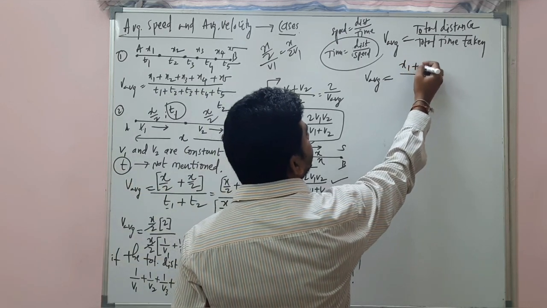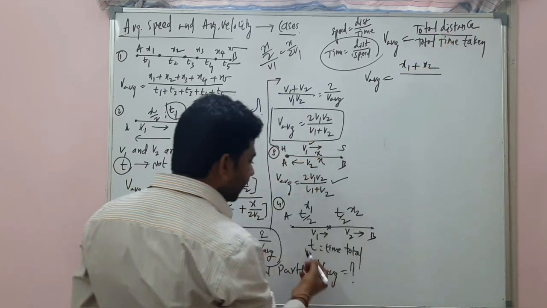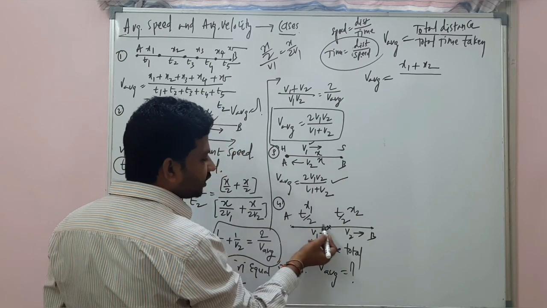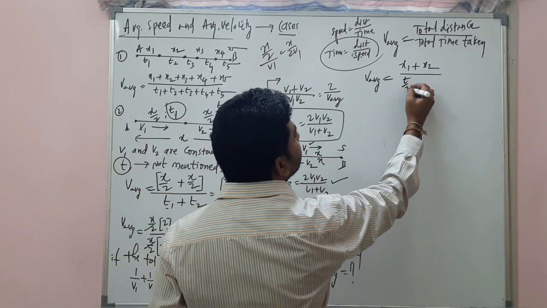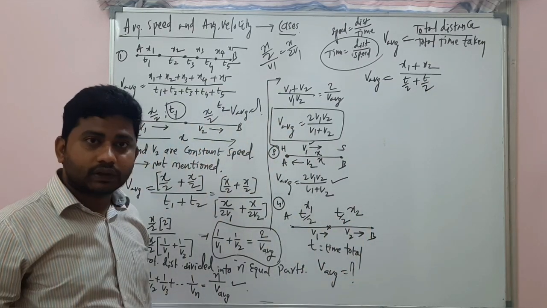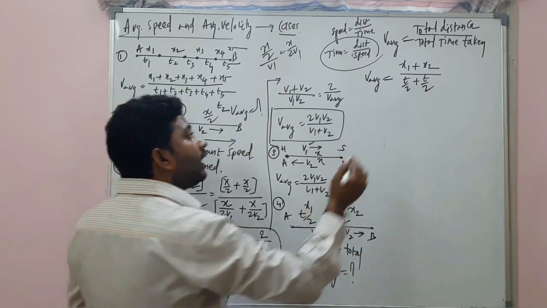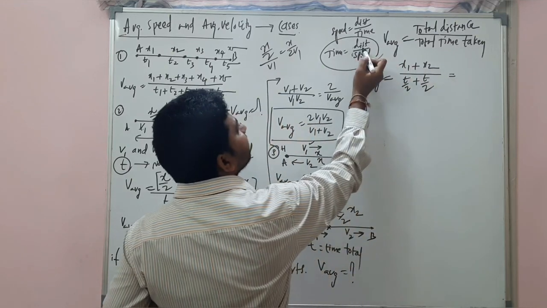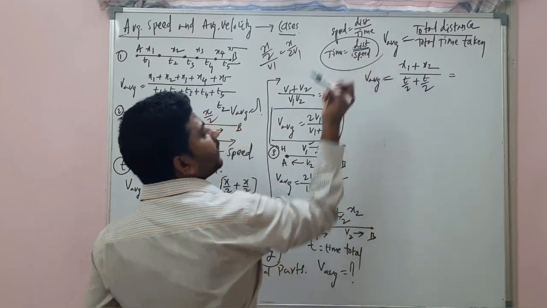So x1 plus x2, that's the total distance by total time taken. In the first interval, time taken is t by 2. In the second interval, time taken is t by 2. Okay. Now what is x? x is distance. Distance is equal to speed into time.